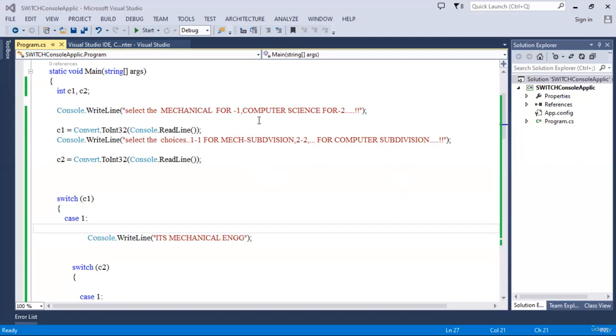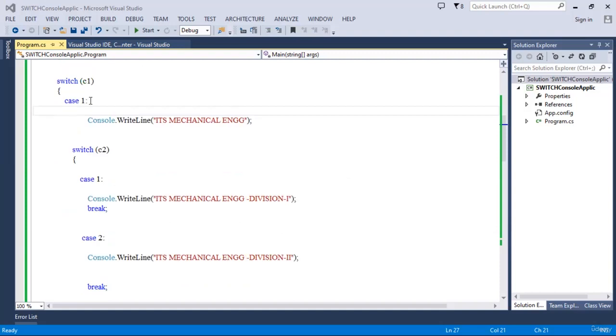switch. And C2 will be the case values for the second switch, where we intend to take the subdivisions of 1 and 2 with respect to both the mechanical and computer. So 1:1 for C1 and C2 will give a mechanical division with mechanical subdivision 1, and 1:2 will give mechanical with mechanical subdivision 2, and so 2:1 will give computer with subdivision of computer 1, and 2:2 will give computer with subdivision of computer 2. So there are 4 outcomes possible for the C1 and C2 entries.